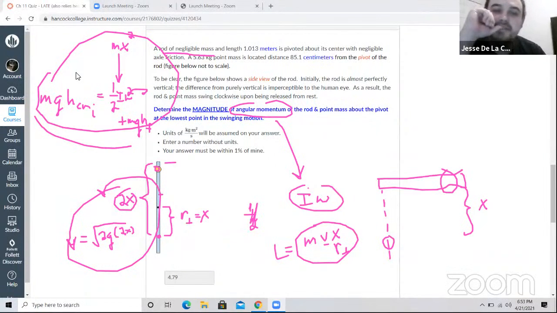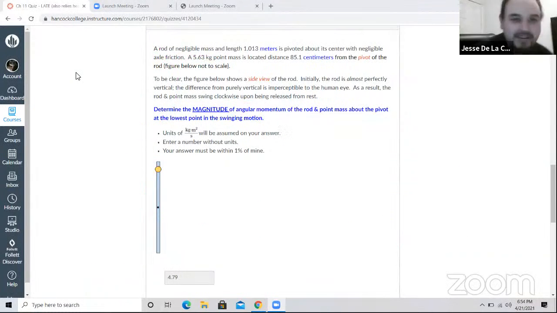It falls twice the r perpendicular. But the r perpendicular is just going to be 0.08. Oh, sorry, 0.0851. Got it? Yeah. Sweet. I see it. I was close. Okay, sweet.